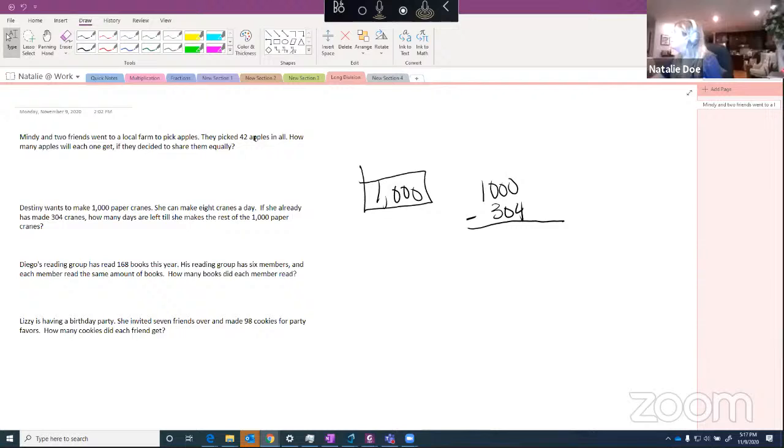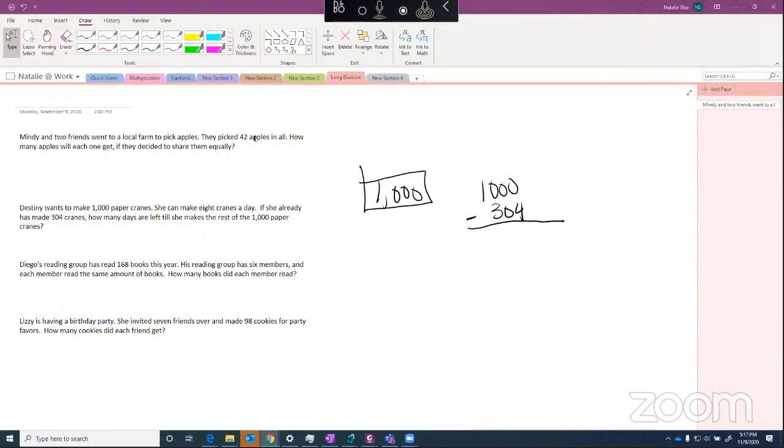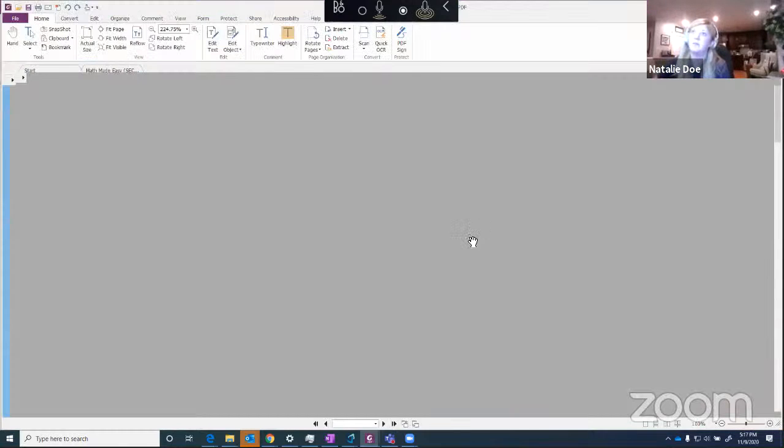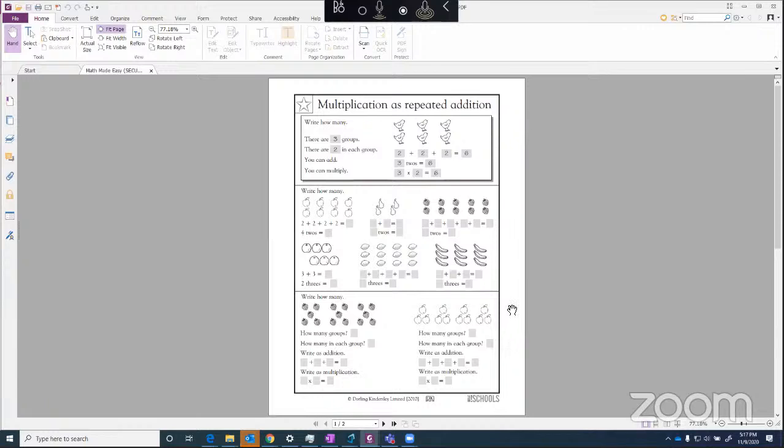Yeah, I'm working on pulling up some repeated addition problems. And that'll kind of go into multiplication too, because really repeated addition is just a different way of doing multiplication.